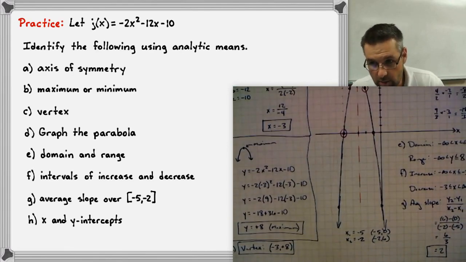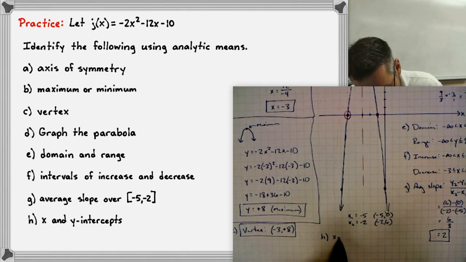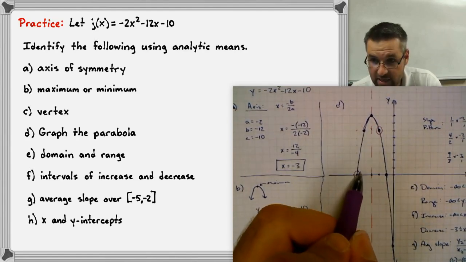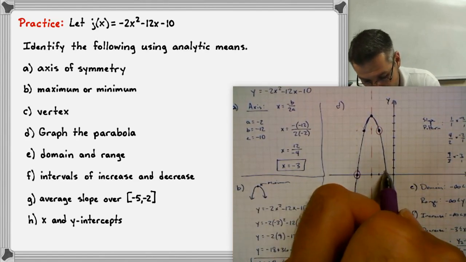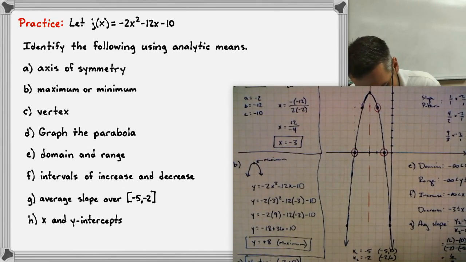And then the last thing it's asking for is my x and y intercepts. So my x-intercepts are where the parabola crosses the x-axis. We already identified one here. The other x-intercept is right there. So our answers are -5, 0, and -1, 0. So that is my x-intercepts.